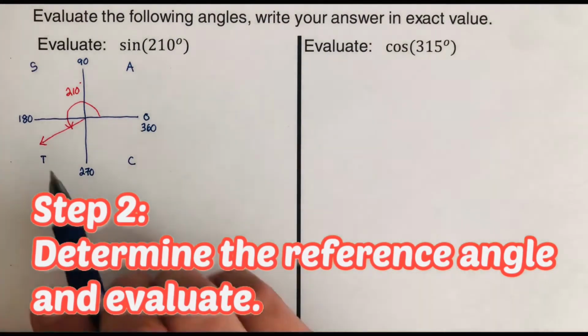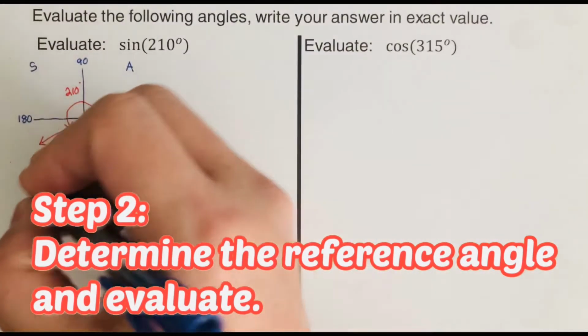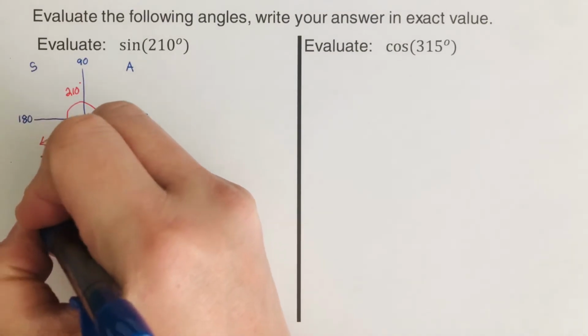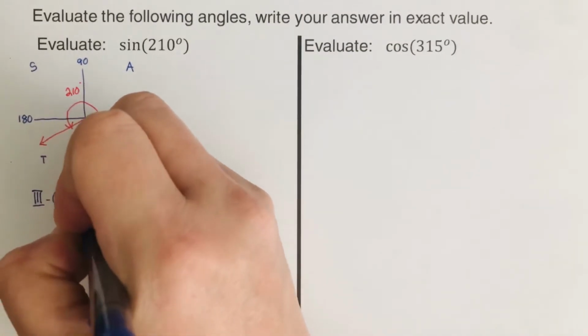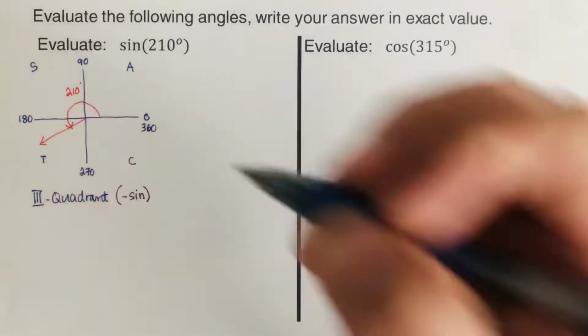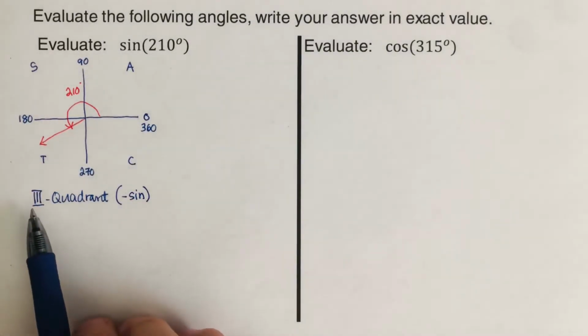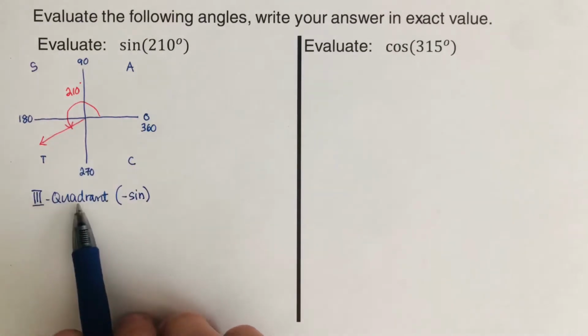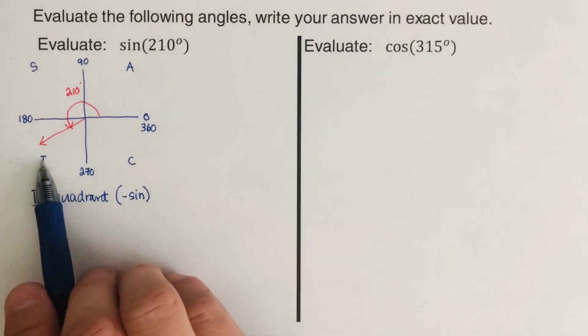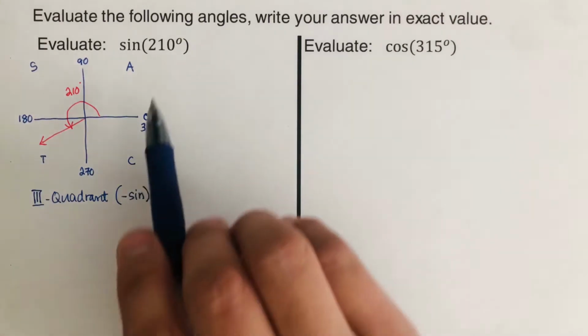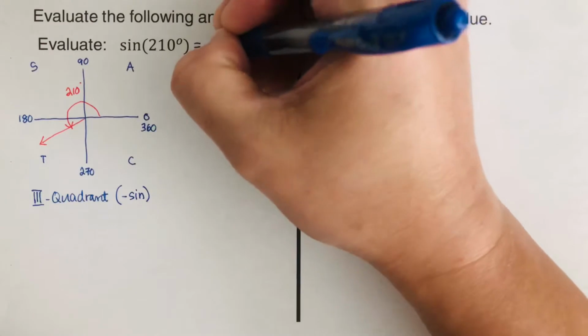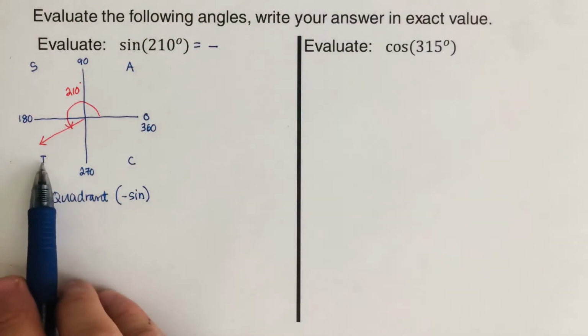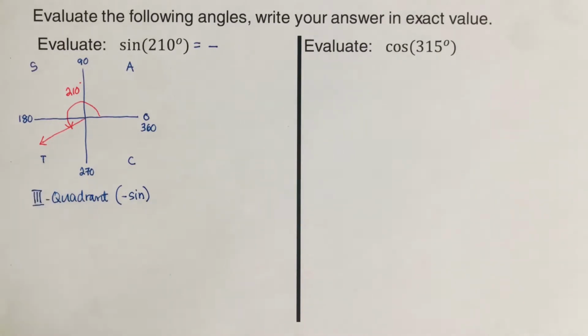Since this is in the third quadrant, I'm going to go ahead and write that down here. So I wrote that this 210 is in the third quadrant, and in the third quadrant, we have a negative sign because only tangent is positive there. So we're expecting a negative value here. Again, it's negative because only tangent is positive in the third quadrant. Sine and cosine would be negative. Then from here, we go ahead and determine the reference angle.